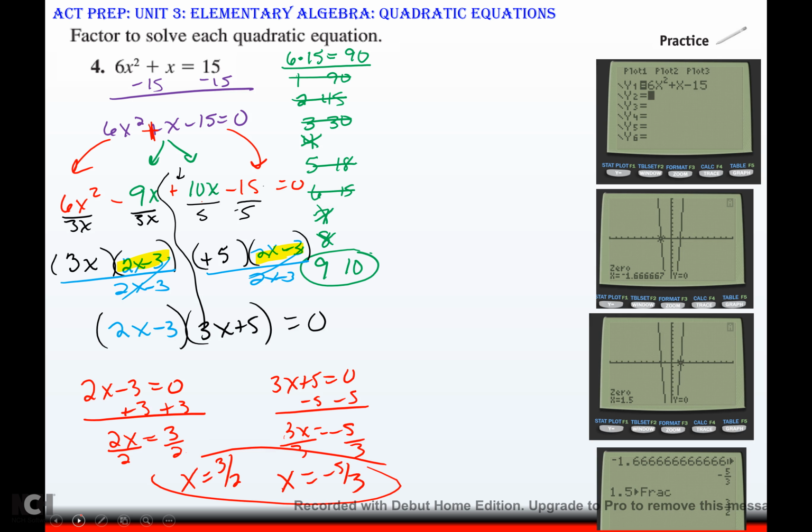If we look on the calculator, all right, I type it in, I graph it, I calculate this 0, which is at negative 1.6 repeating, that's negative 5/3. And the other one is at 1.5, which is at 3 halves. Okay?